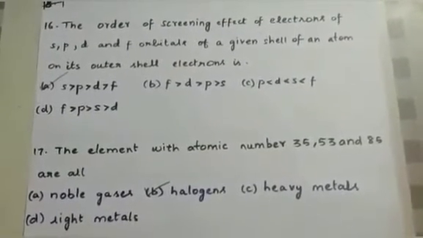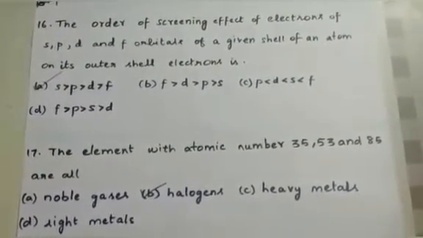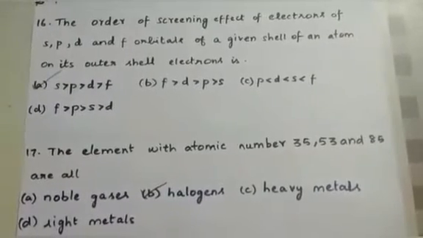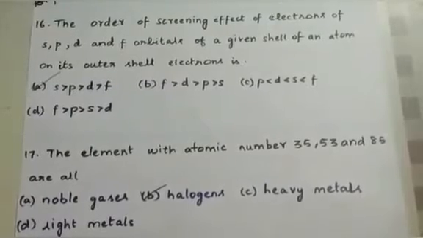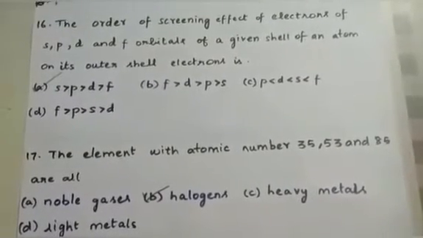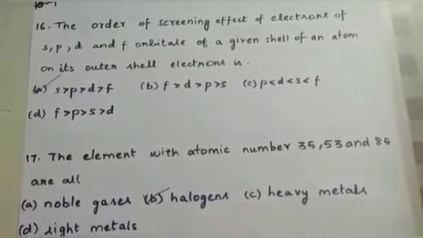17th question. The elements with atomic number 35, 53 and 85 are all. Options are A. Noble gases, B. Halogens, C. Heavy metals, D. Light metals. The correct answer is option B. Halogen.